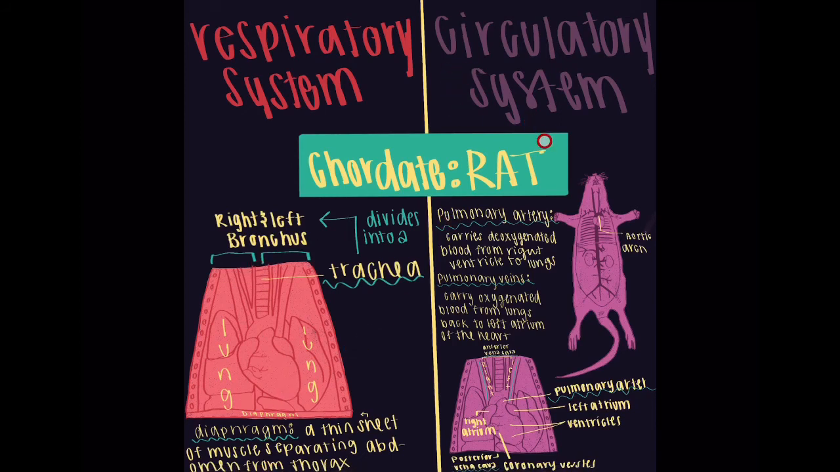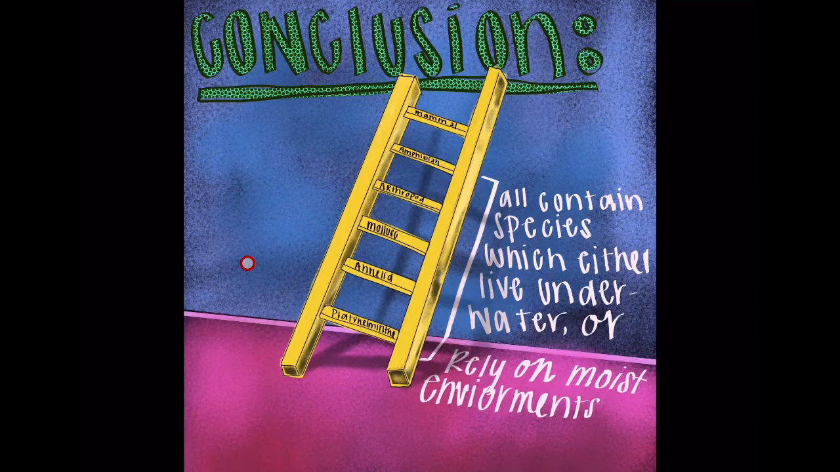Their circulatory system, they have pulmonary arteries and veins, so it separates the oxygenated and deoxygenated blood from the lungs, and it does all that.